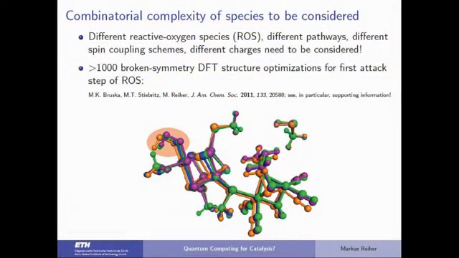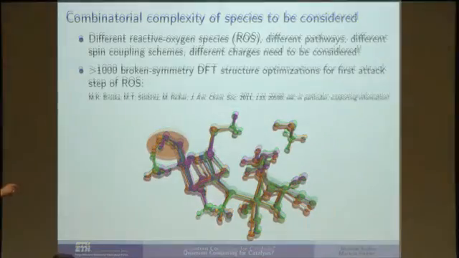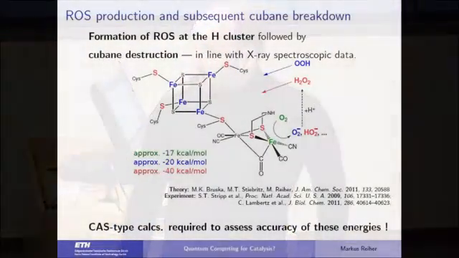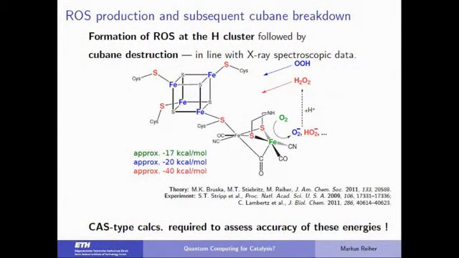catalyst. Well, if you want to study this, you need to consider different reactive oxygen species, 3, 4, 5 of them. You have different pathways, different spin coupling schemes, and different charges need to be considered. We did that also with DFT, and we considered more than 1,000 broken spin symmetry DFT calculations. And we don't know how accurate they are. The outcome was this. This is the most interesting system in terms of hydrogen production.